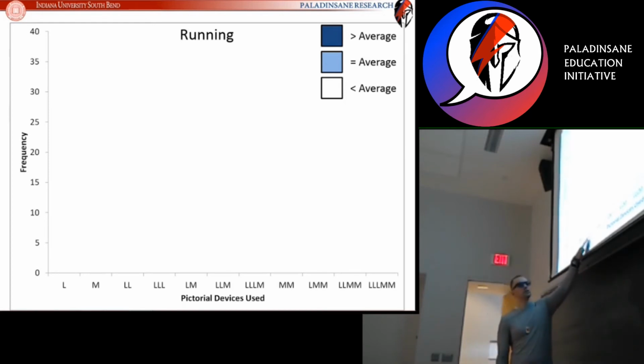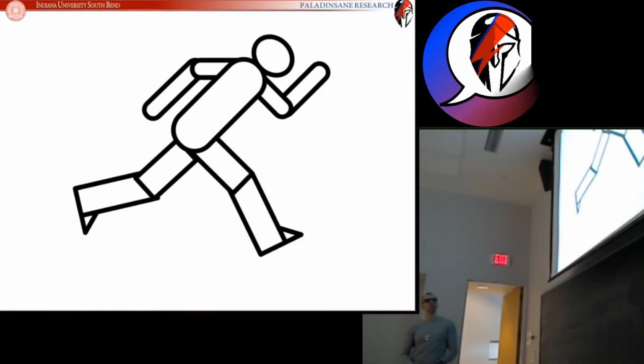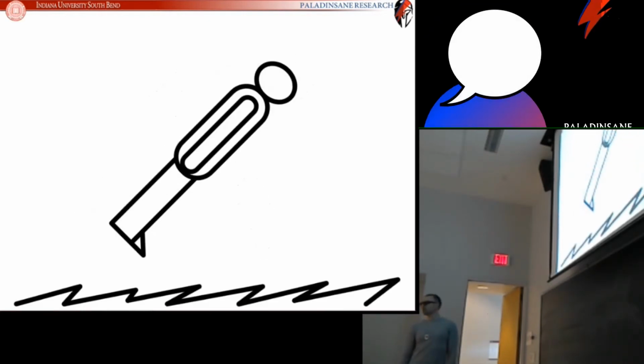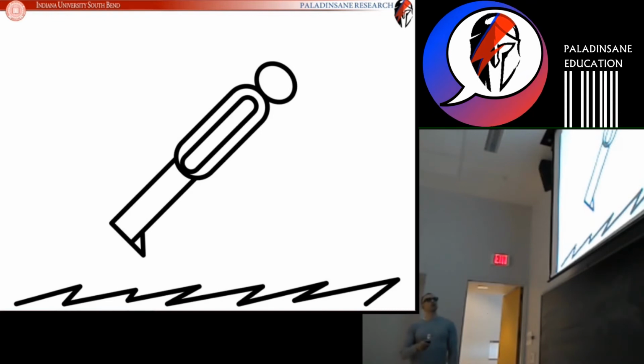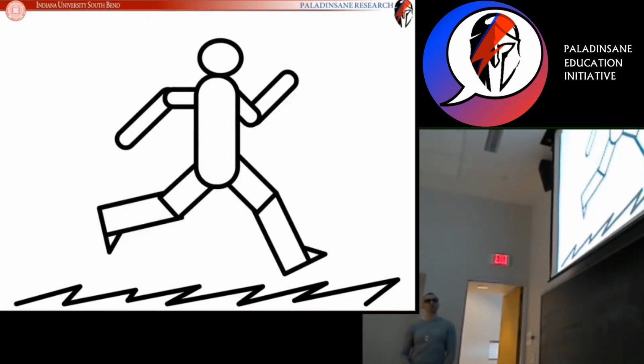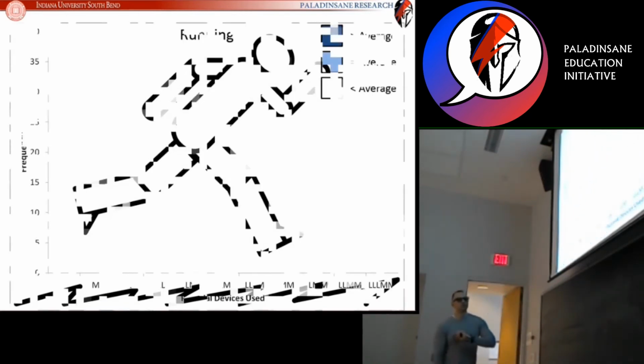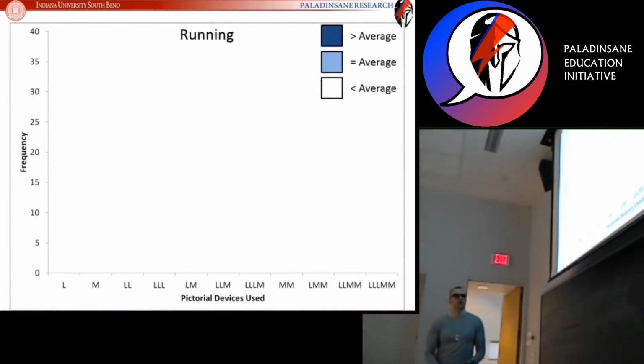So 2 literal devices, for example, would be shown right here. So there's no ground plane. There's posture and there's orientation. That's 2 literal, 0 metaphorical. This is also 2 literal, 0 metaphorical. So we have posture and ground plane, but no orientation. Here we have orientation and ground plane, but no posture. This would be 3 literal devices. We got orientation, we got posture, and we got ground plane. So that's an example of 3 literal devices. So let's see what we're working with.